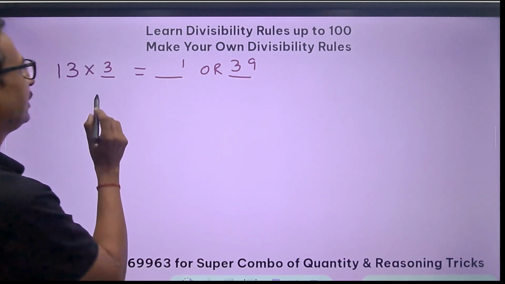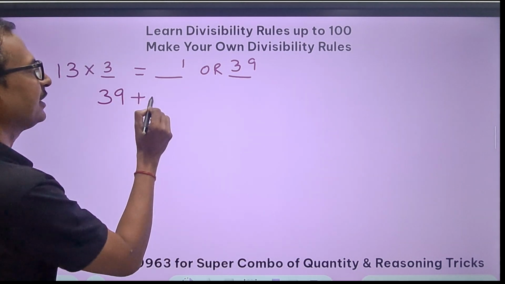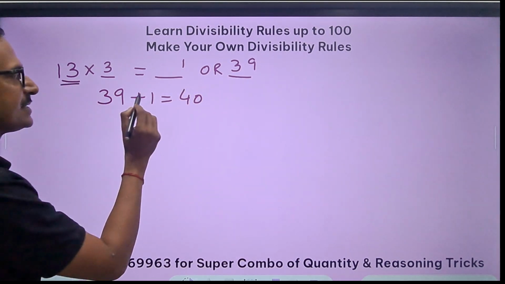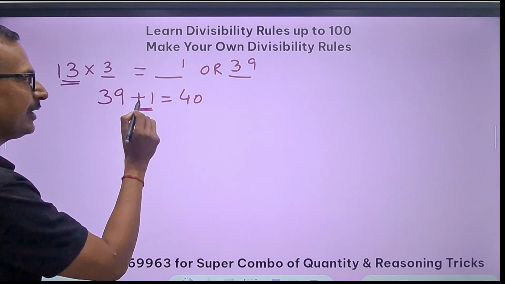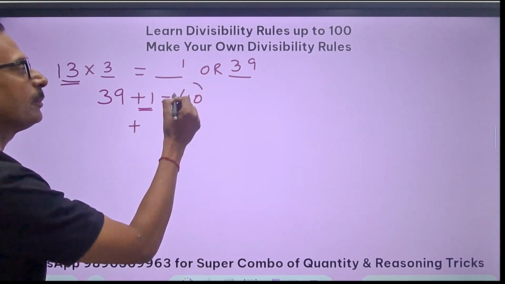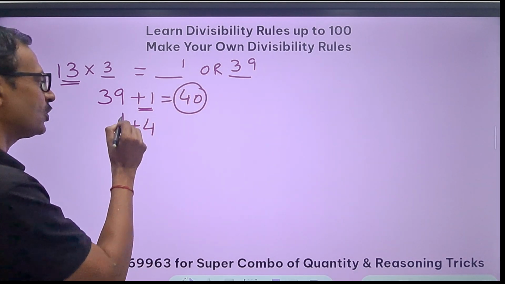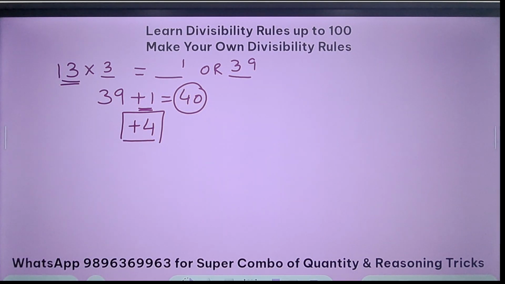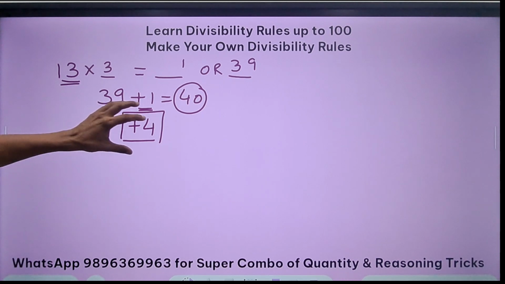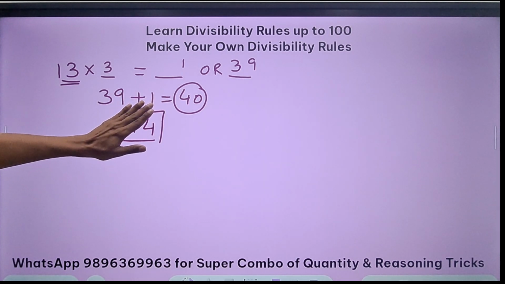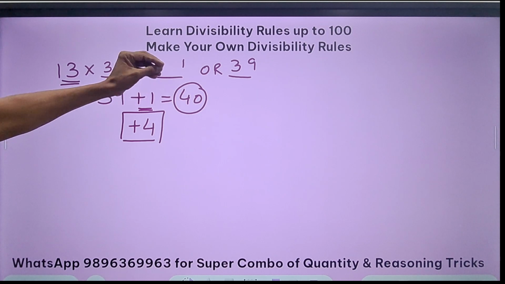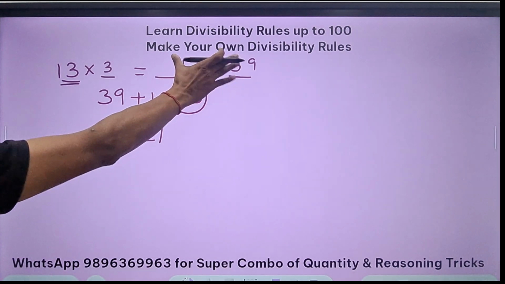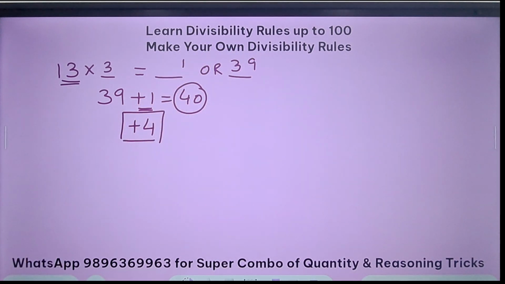So 39, now 39 plus 1 gives me 40. So the oscillator for 13 is plus, because I have added 1 here. So plus, and how many tens are there? 4 tens. So the oscillator is plus 4. And now we can check divisibility of some numbers by 13 using the oscillator plus 4. Remember, there is one more oscillator which I have left here because I want to just tell you that there are two oscillators and use only the easier one to find the divisibility.